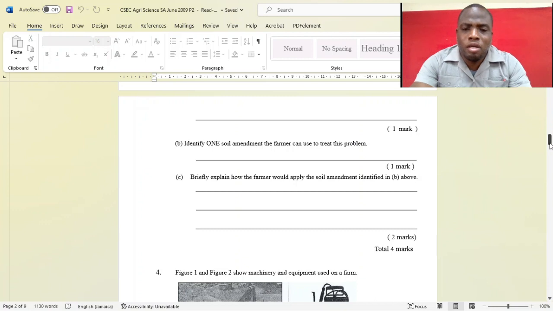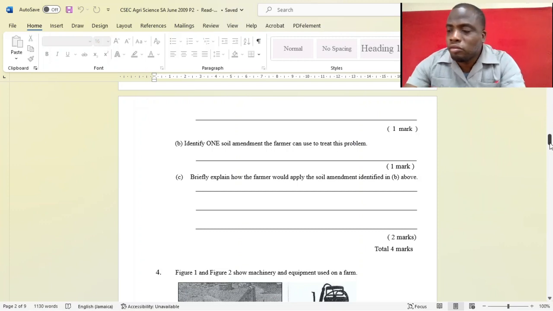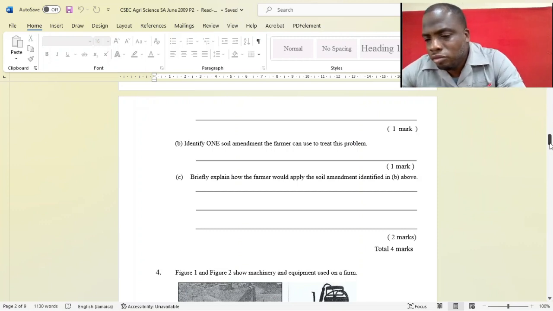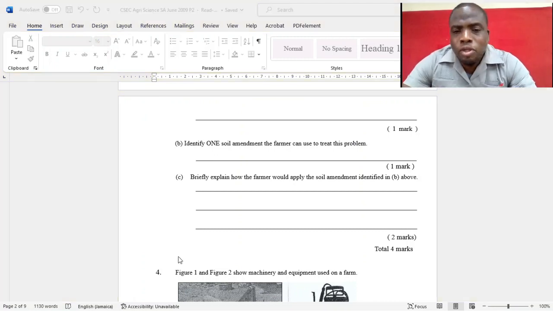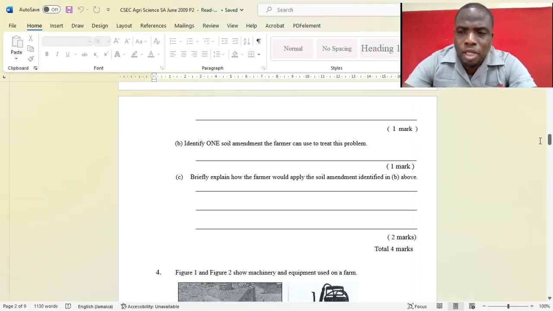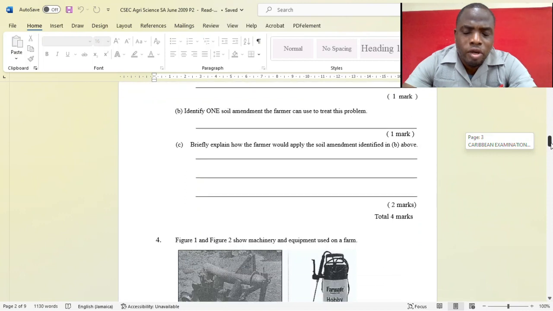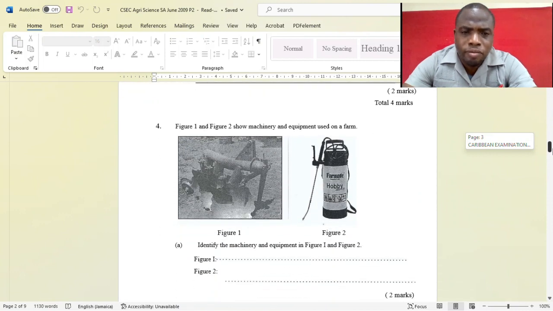And when we talk about adding it to the soil, we're going to be referring to the following steps. We want to plow the soil, and we are going to be adding the lime in the powdered form, after which we can add some water, and that should stabilize the pH of your soil.